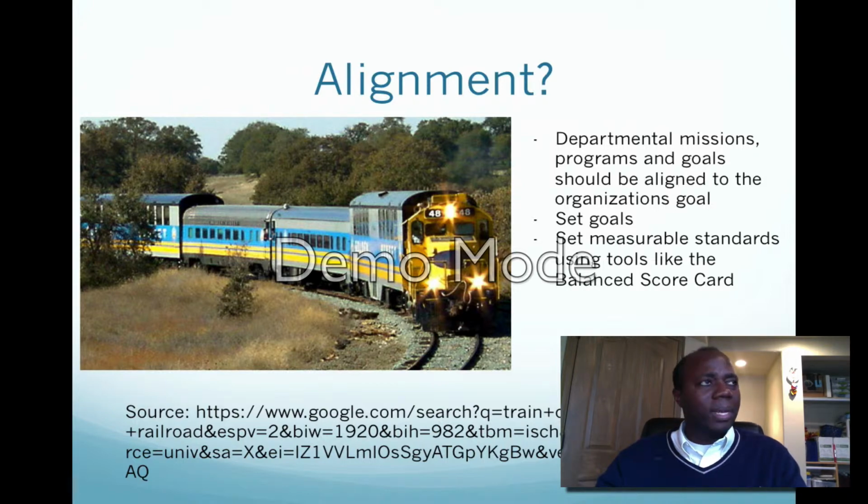Set goals that are meaningful, measurable, and use tools that help you measure your success. For example, tools like a balanced scorecard could be a good tool in measuring organizational success when it comes to distance education programs.